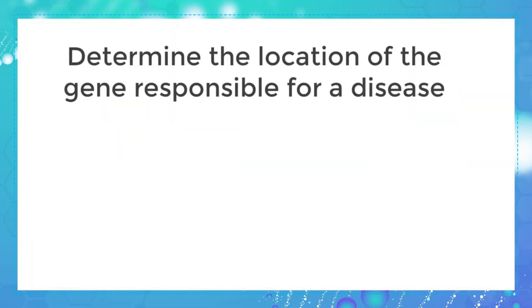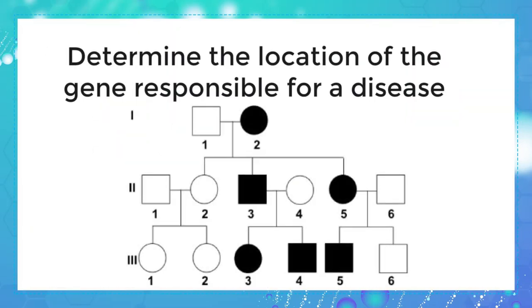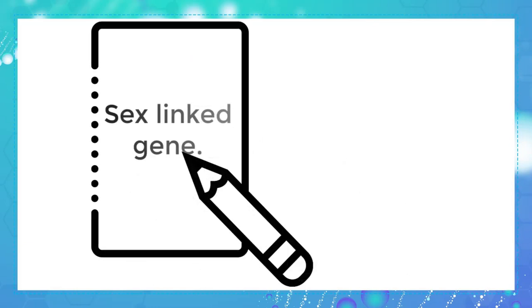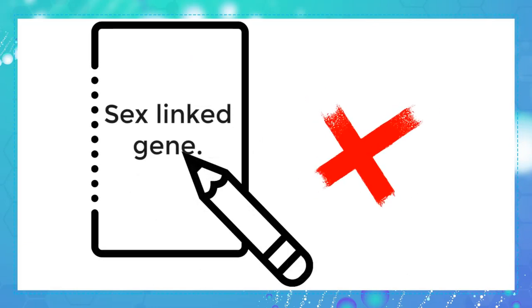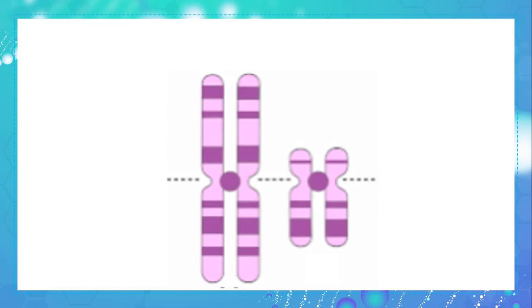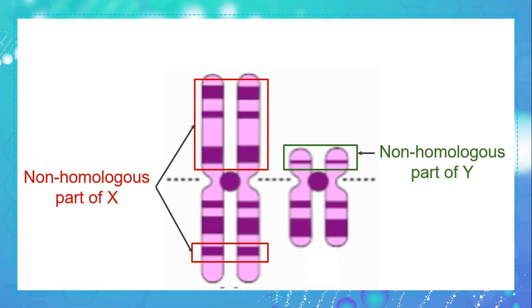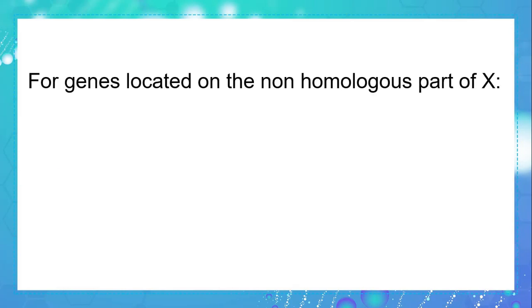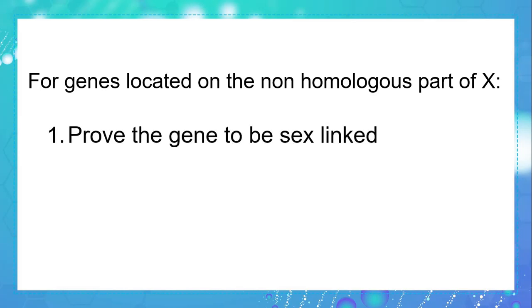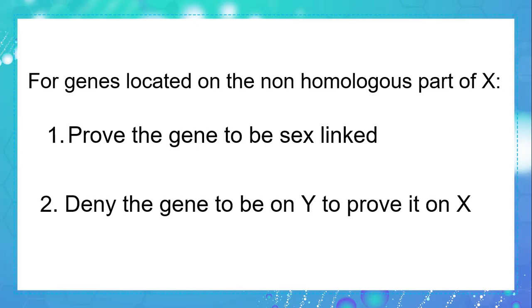But when you are asked to determine the location of a gene depending on the pedigree analysis, it's not enough to say it's sex-linked. Actually, you should further analyze the pedigree to determine if the gene is located on the non-homologous part of X or the non-homologous part of Y chromosome. For the genes that are located on the non-homologous part of X, you should follow the strategy of elimination. It means that to prove the gene to be linked to the non-homologous part of X, eliminate the possibility that it's on the non-homologous part of Y.